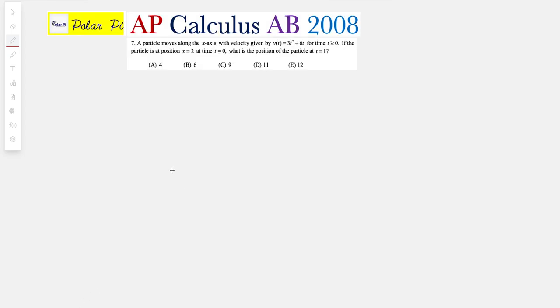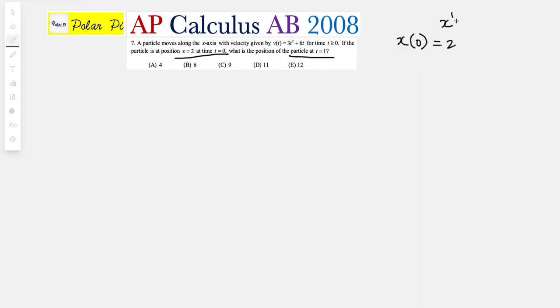So here, it says a particle moves along, well, you know how to read. So that's the velocity function for t greater than 0. And if the particle is at position x equals 2 at t equals 0, this can be summarized as saying the position function is such that x of 0, the position at 0, is equal to 2. We should understand why this is given, because they're asking us for the position of the particle at t equals 1.